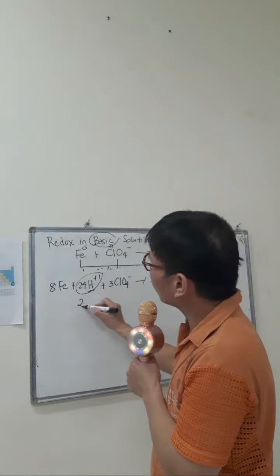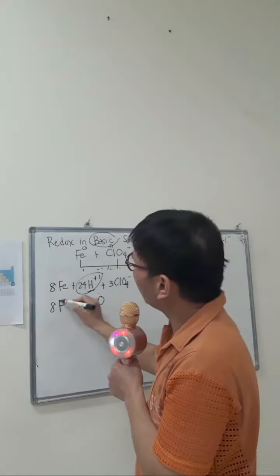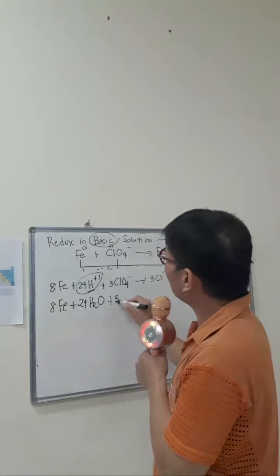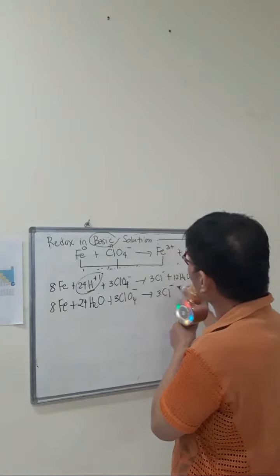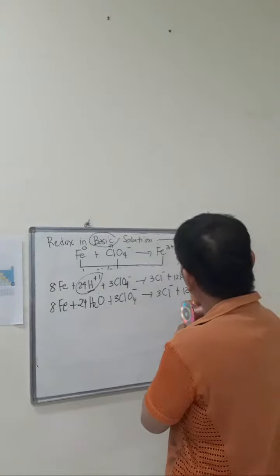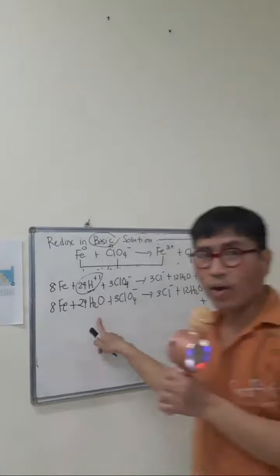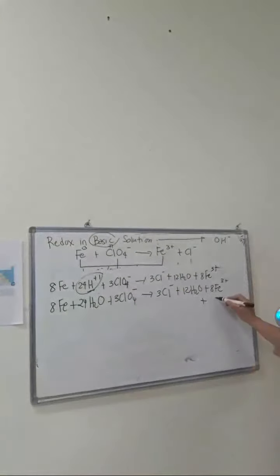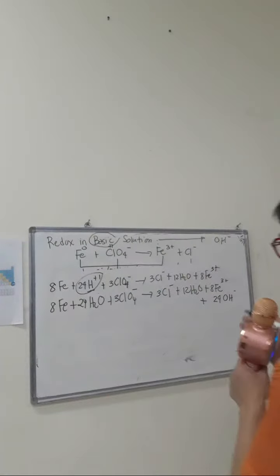So, I will say 24 moles of water. And then 8 Fe plus 3 perchlorate equals 3 moles of chloride plus 12 moles of water plus 8 moles of ferric plus OH. If you add 24 OH in the left, you will add also 24 OH in the right. Don't forget, because you will be wrong if you do not add it on the other side. Now balance the number of atoms. This is now our final reaction.